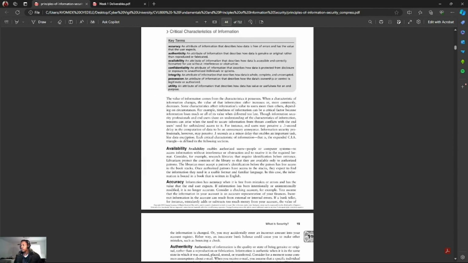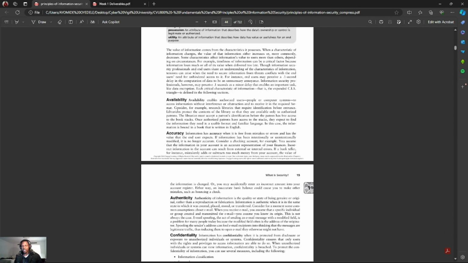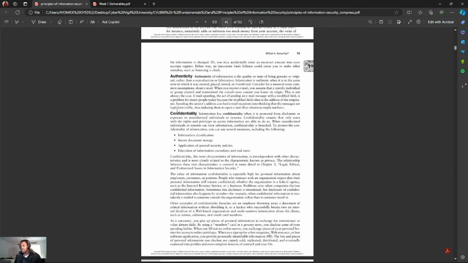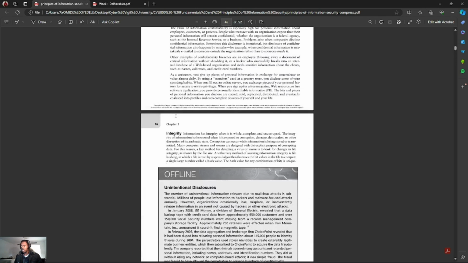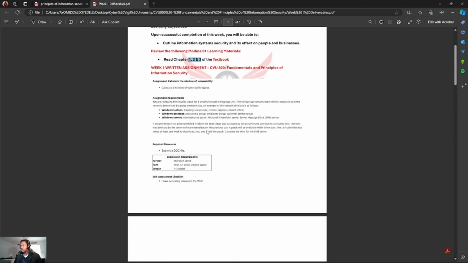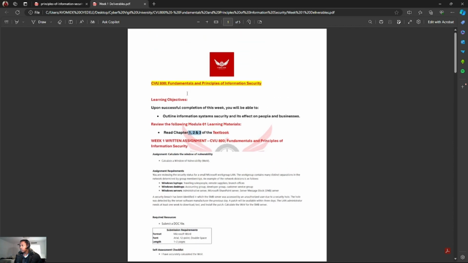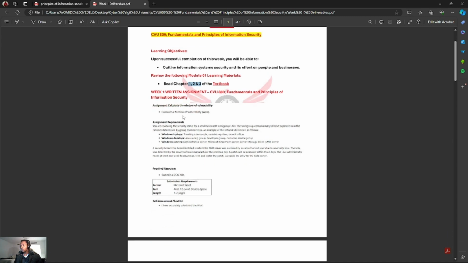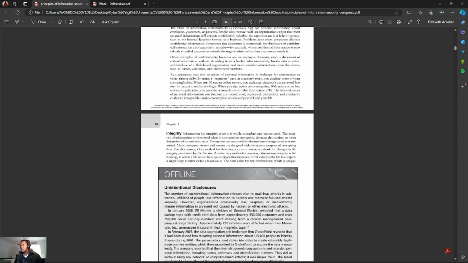I want to believe we're not just hearing some of the terms like availability, accuracy, authenticity, confidentiality when it comes to computing, right? And part of the assignment for this week is that you should do a PowerPoint slide. Am I right? Okay, for 800, it's for you to calculate a window of vulnerability, right?